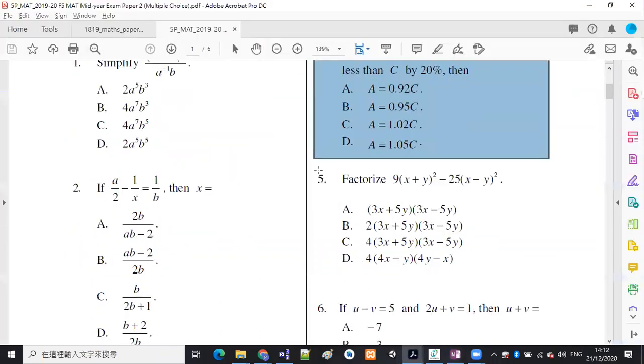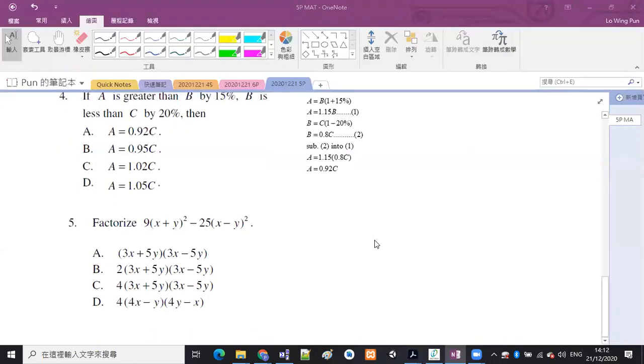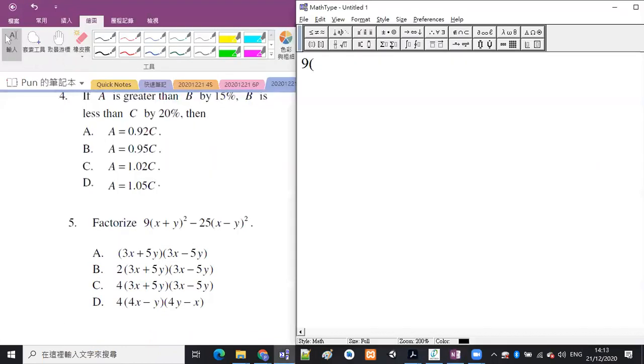Number 5. Factorization. So we have 9 times (x plus y) squared minus 25 times (x minus y) squared. Okay, this question has several methods. So I'm going to do this. The 9 becomes 3 squared. Okay, and then the 25 becomes 5 squared.